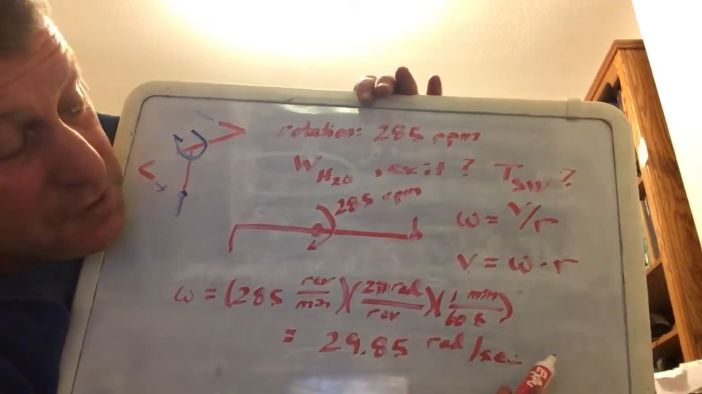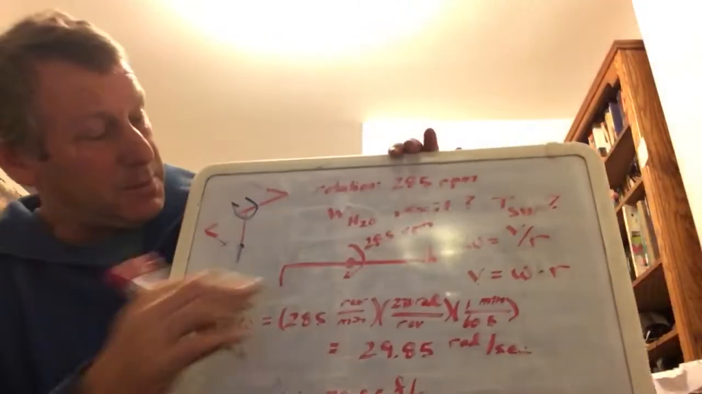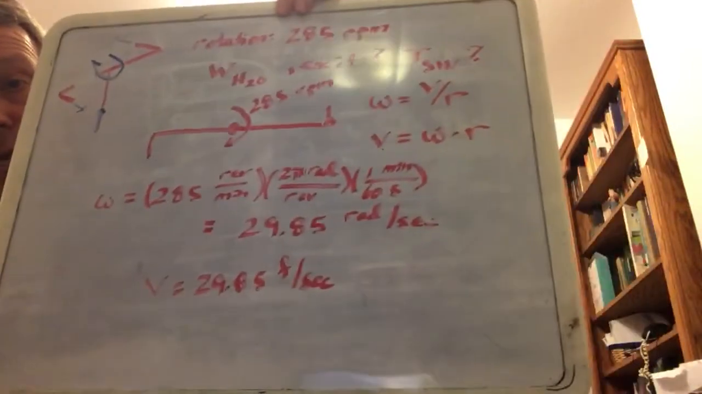times 1 foot, and radians is basically a unitless number. So I get the speed is 29.85 feet per second. Okay, and so that is the speed of the elbow. The elbow is 29.85 feet per second. Okay, so why did we do all that?